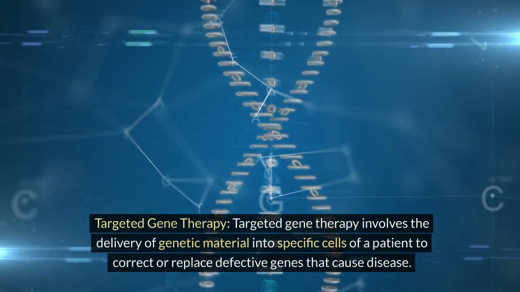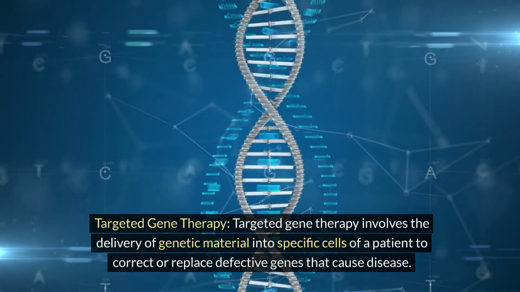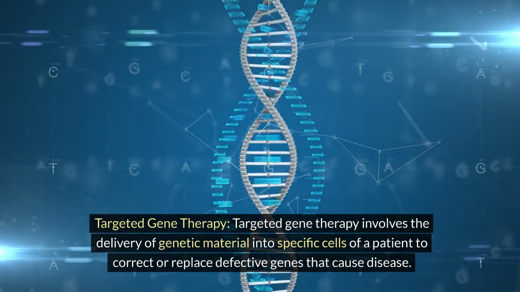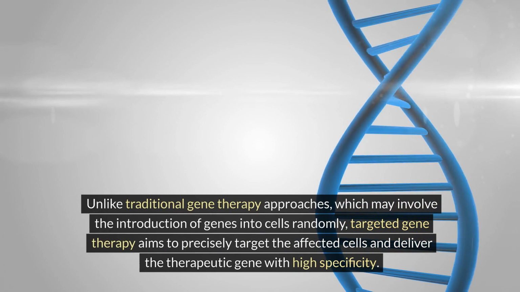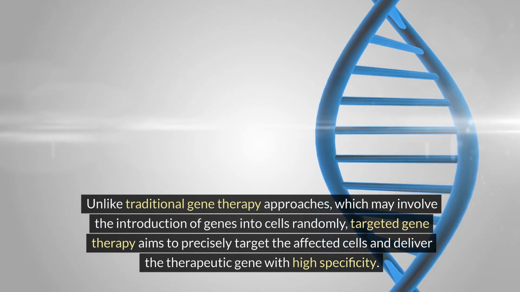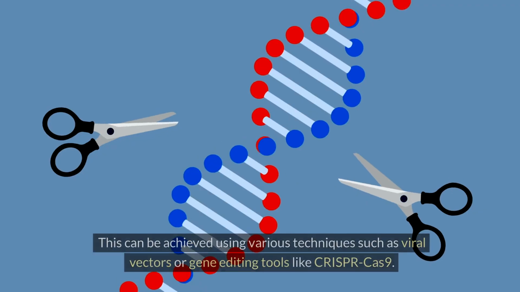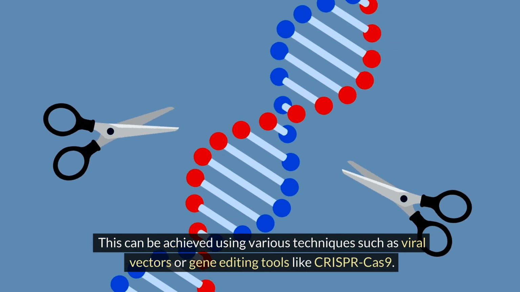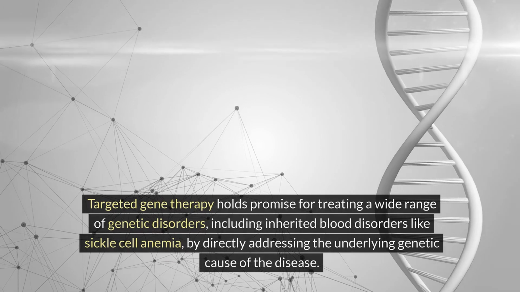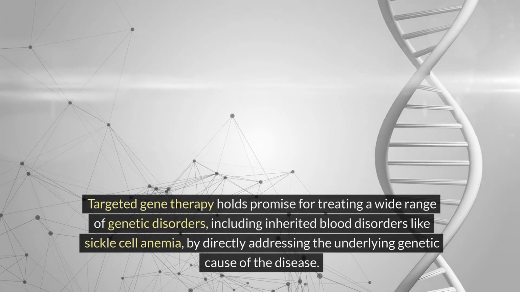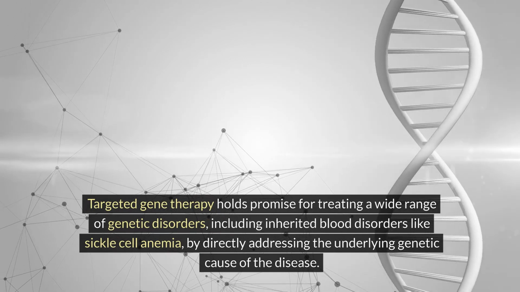Targeted gene therapy involves the delivery of genetic material into specific cells of a patient to correct or replace defective genes that cause disease. Unlike traditional gene therapy approaches, which may involve the introduction of genes into cells randomly, targeted gene therapy aims to precisely target the affected cells and deliver the therapeutic gene with high specificity. This can be achieved using various techniques such as viral vectors or gene editing tools like CRISPR-Cas9. Targeted gene therapy holds promise for treating a wide range of genetic disorders, including inherited blood disorders like sickle cell anemia, by directly addressing the underlying genetic cause of the disease.